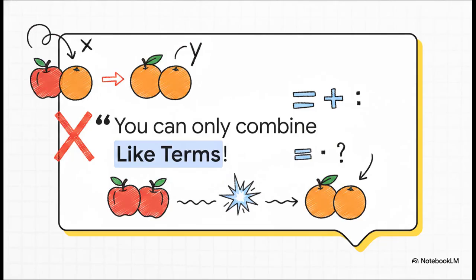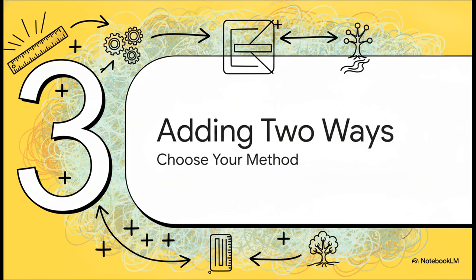And that brings us to this. And please burn this into your memory. The golden rule of algebra is, you can only combine like terms. Seriously, you cannot add an x to a y any more than you can add apples to oranges. If their variable parts don't match up exactly, you just leave them alone. Full stop. So let's put that rule to work in section 3, adding expressions two ways.